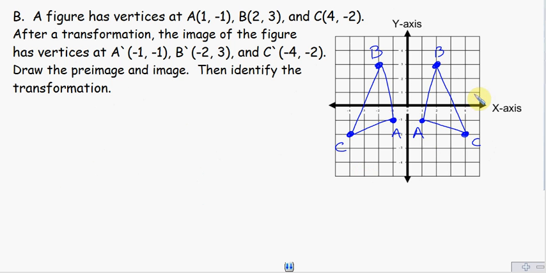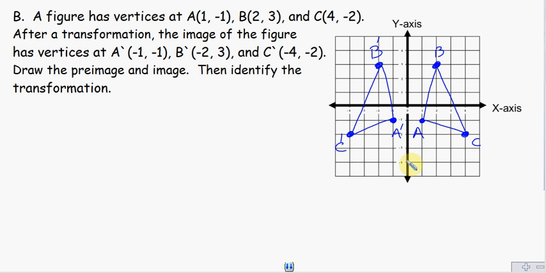Now remember, your pre-image was your first one, and your image is the second one. One thing I need to put on here, B prime, C prime, and A prime. Got to put those dashes right there to make sure we know which one's the image and the pre-image. All right, so there's the drawing, and then I need to identify the transformation.